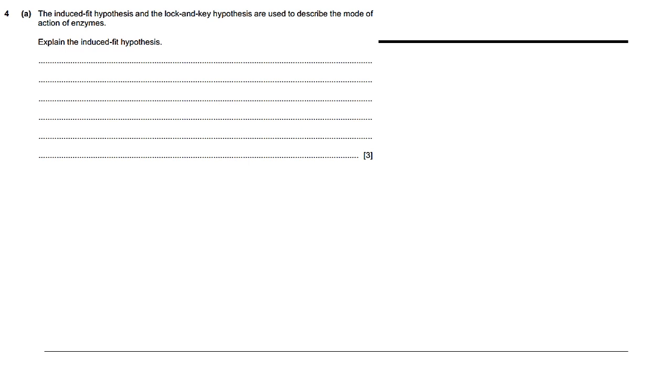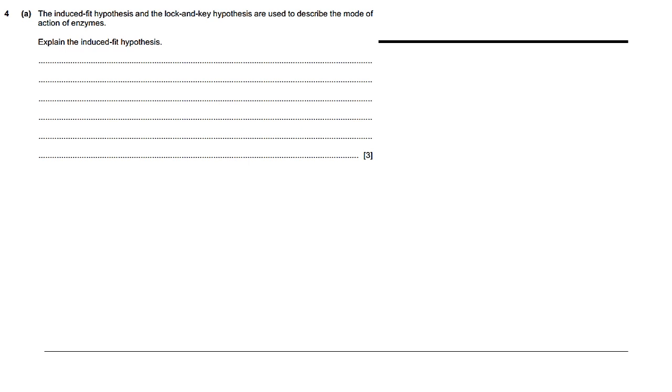Let's look at question 4. We're making good progress because this paper, like I said, is only 6 marks. The induced fit hypothesis and the lock and key hypothesis are used to describe the mode of action of enzymes. Explain the induced fit hypothesis. So here you have 3 marks for this, which again means that you have to give 3 points.